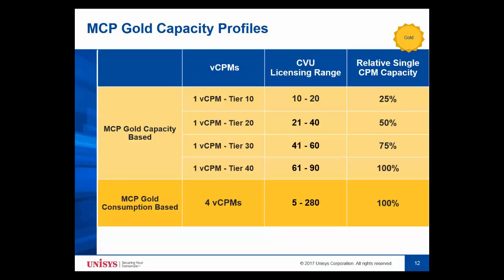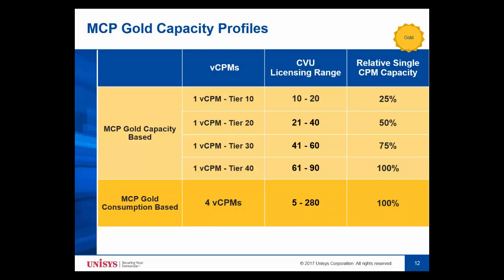So we have basically two capacity profiles. One is capacity-based, one is consumption-based. Our capacity-based option basically consists of one virtual CPM, but it is available in 4 different tiers. And the tiers are Tier 10, Tier 20, Tier 30, and Tier 40. And those are basically a percentage of the relative single CPM capacity. So it's 25, 50, 75, and 100.